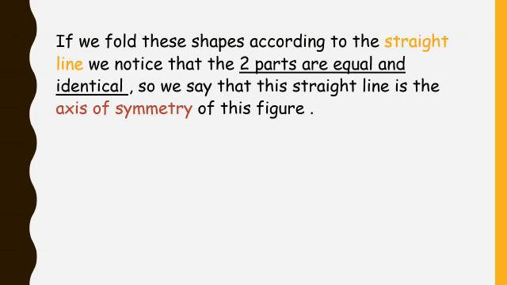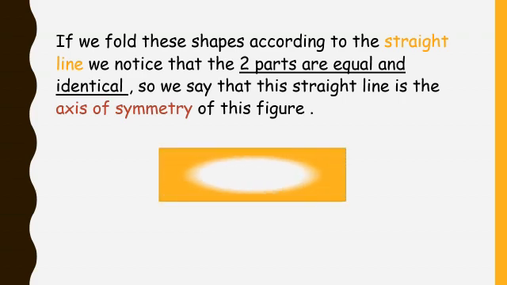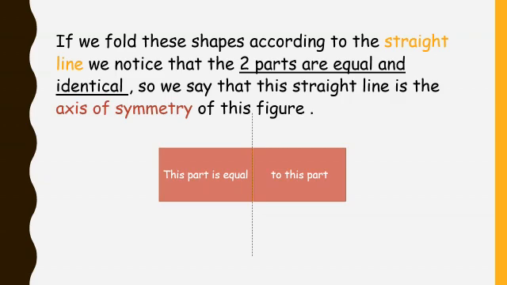Let us take an example. We have this rectangle. This straight line cuts the rectangle into two parts that are equal and identical. This part is equal and identical to this part. So we call this straight line the axis of symmetry, which is our lesson today.